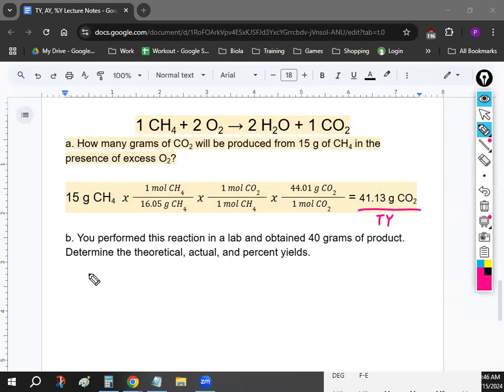Now, in your assignment problems today, you're going to get problems like this where there's a part B, and it's going to say, if you do this in the lab, you make 40 grams of product. Okay, this is going to be your actual yield. So your actual yield is whatever the problem tells you you made in your lab. So your actual yield will be 40 grams in this case of CO2. So jot that down on your paper. When you do your assignment problems, there's going to be a part B where it's going to tell you what your actual yield is. So the number they give you in part B, that's your AY.